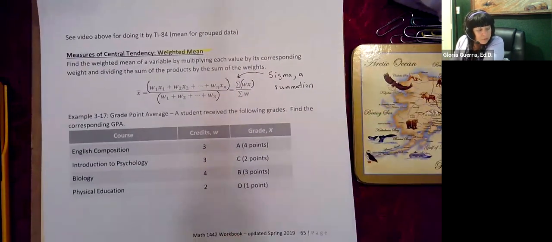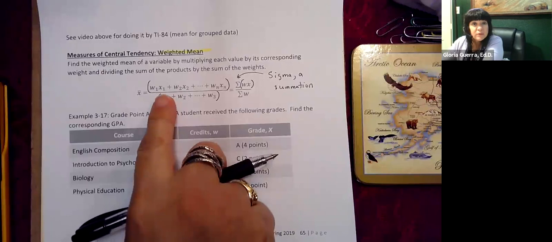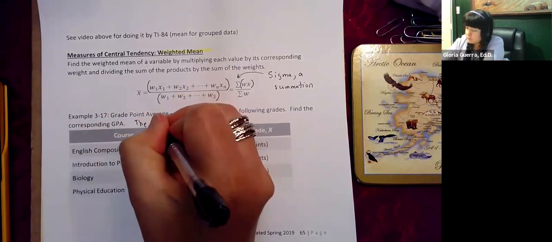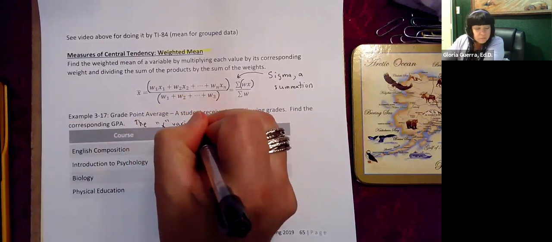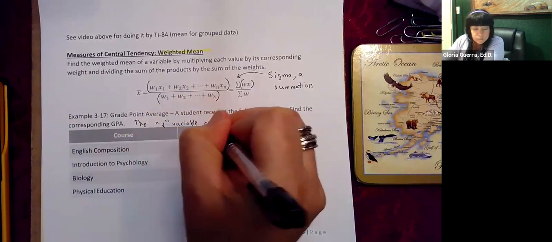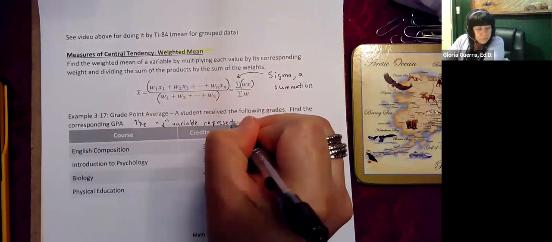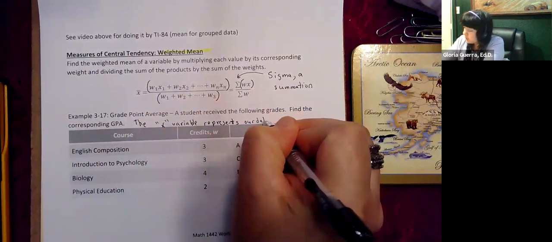Okay, so I have here grade point average. A student receives the following grades. Find the corresponding grade point average. And I have a note here that these x's here, the x variable, represents our data.